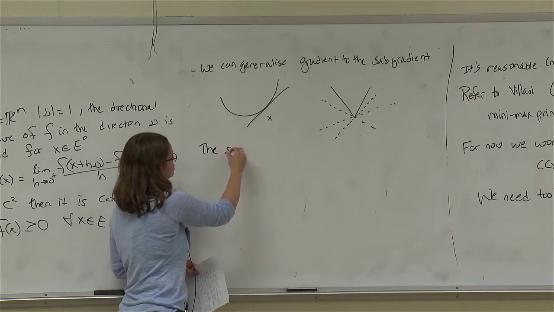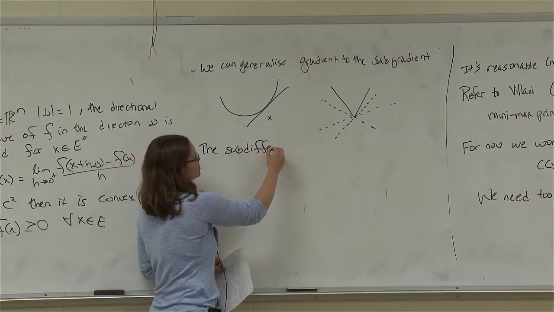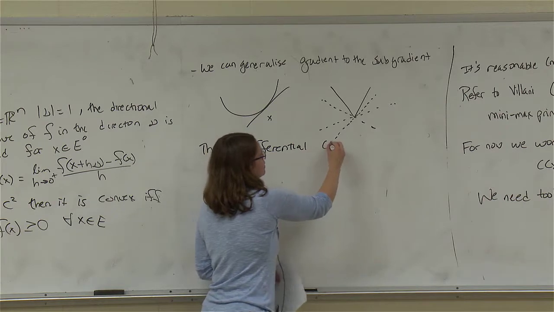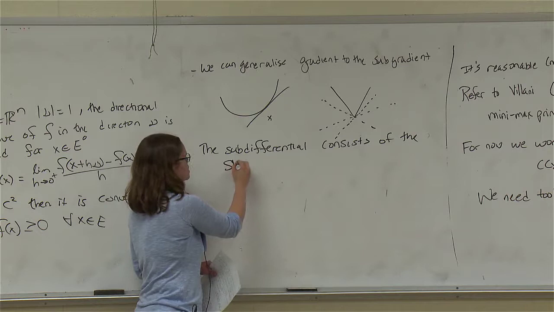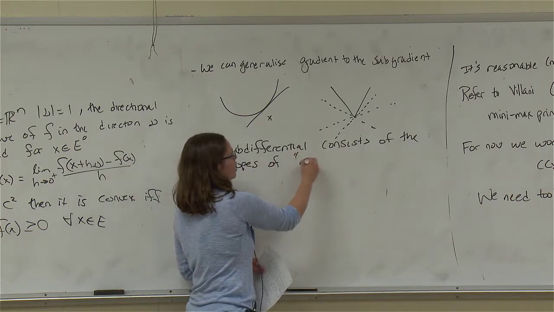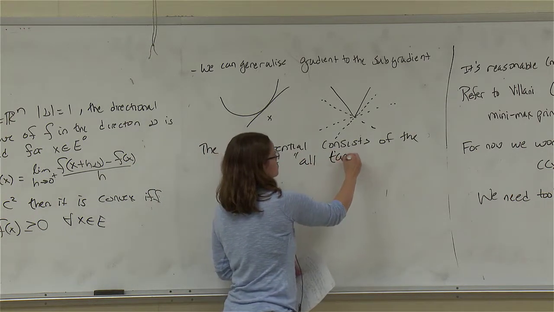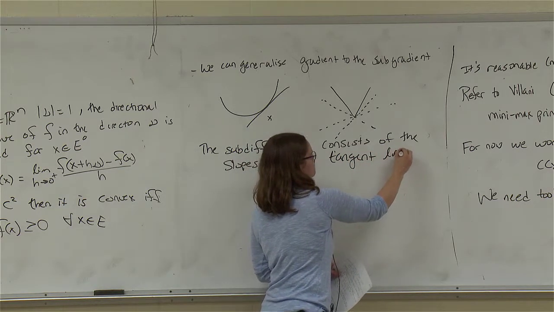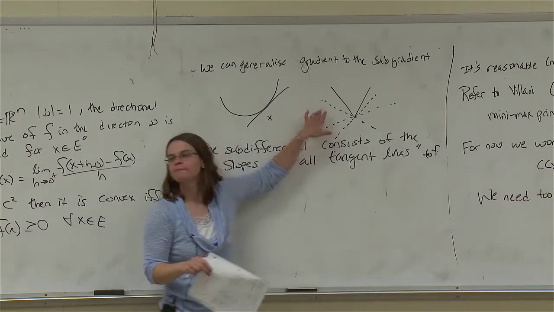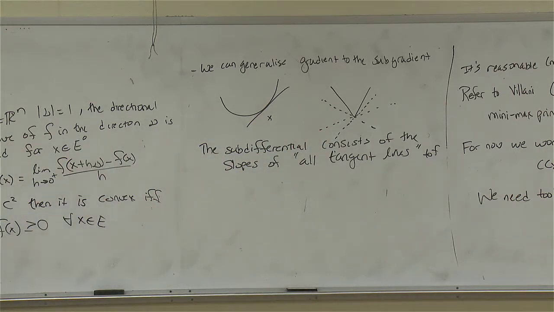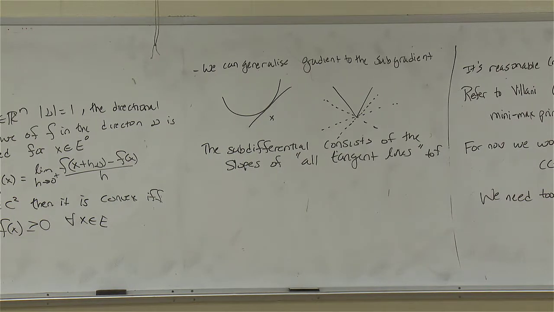So the subdifferential, okay, this geometrically consists of the slope of all the tangent lines to f, right? Which in this case, there might be a lot of them. So the subdifferential or the subgradient is not a real valued function or a function that has values in R^n. It's actually a set valued function. So it could just give you one value.